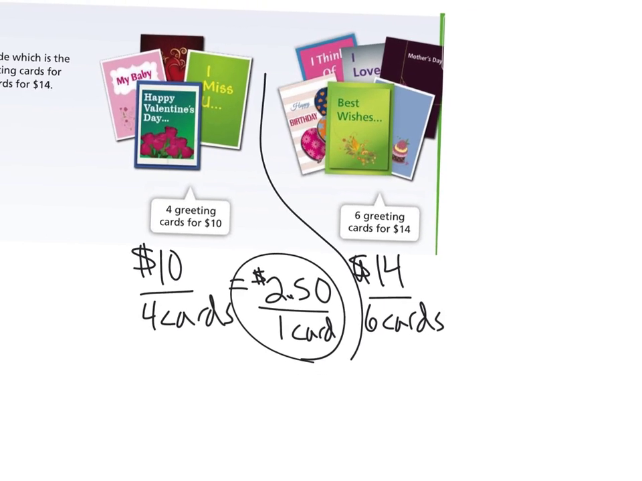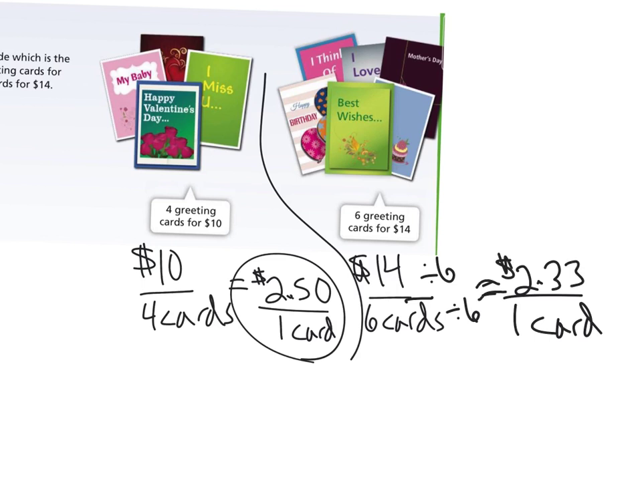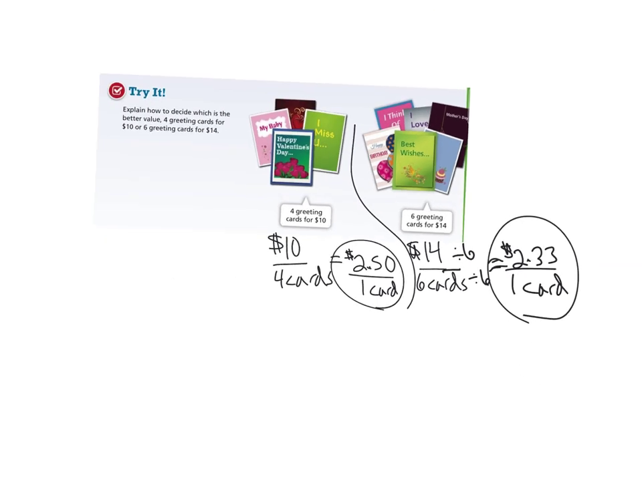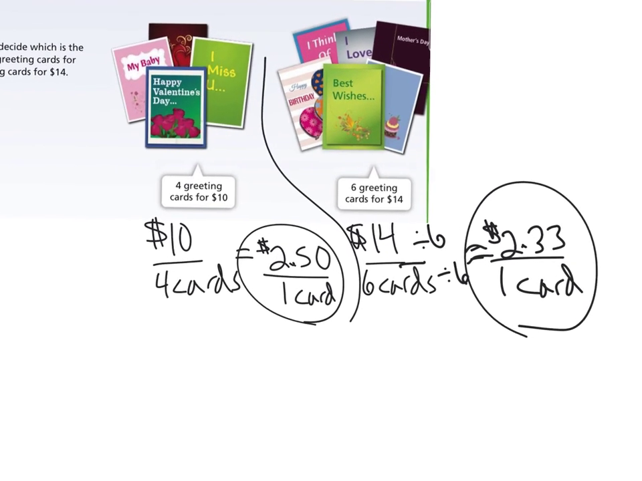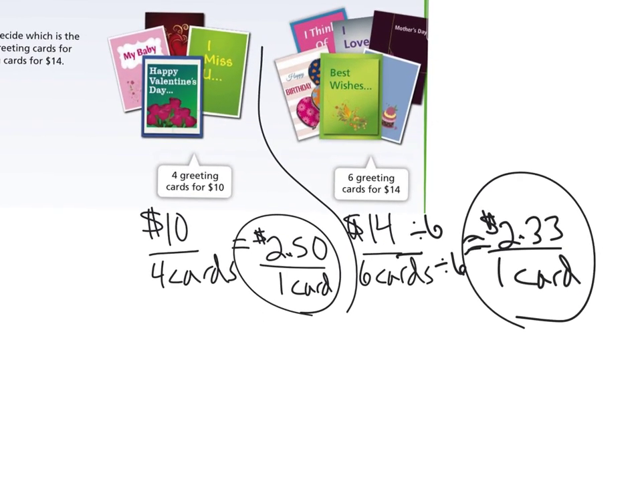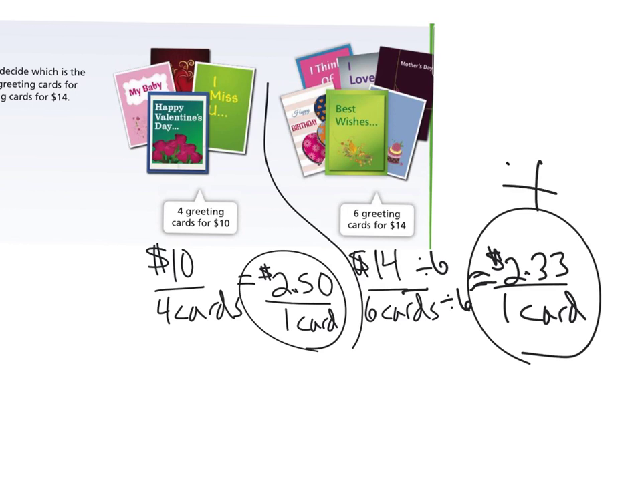So on our second group, if we divide those, actually the decimal just keeps going. If we think of, let's divide both of those by 6 to figure out what 1 card is. The 3's just keep going. We're going to round it off. So we'll say that's about $2.33 per card. The question is, which one's the better value? So we could say the second group is a better value because $2.33 per card is less than $2.50 per card.